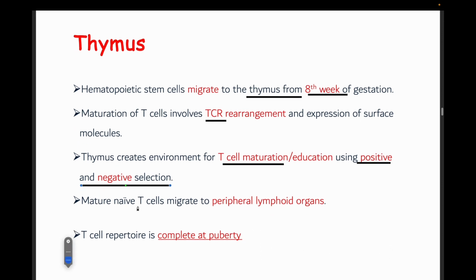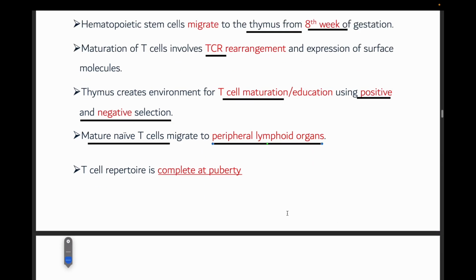We will explain them now. And at the end, what is produced from the thymus are mature naive T cells that are immunocompetent and self-tolerant, and will migrate to peripheral lymphoid organs like the lymph nodes, tonsils, MALT, GALT, NALT, BALT in order to encounter the antigen. And the T cell repertoire, which is the stock or reservoir, is completed at puberty.